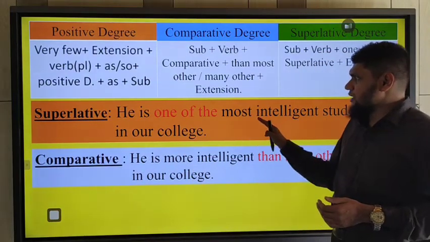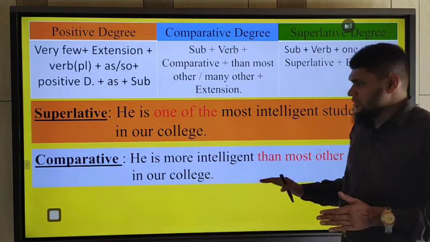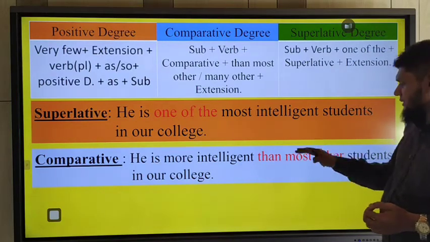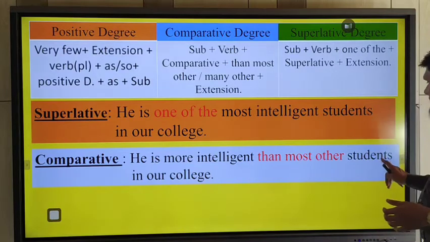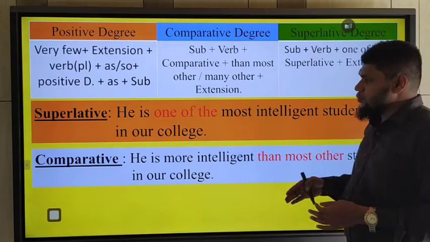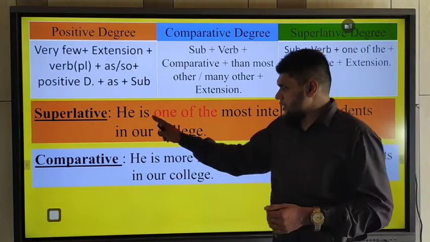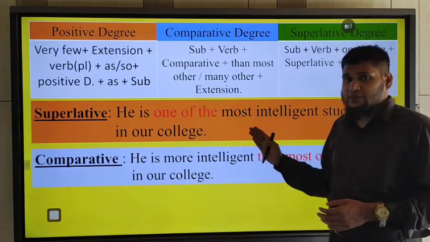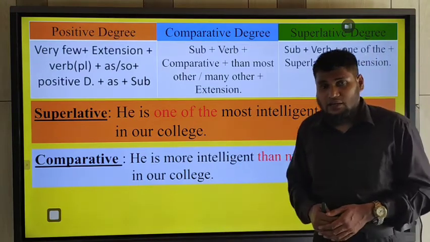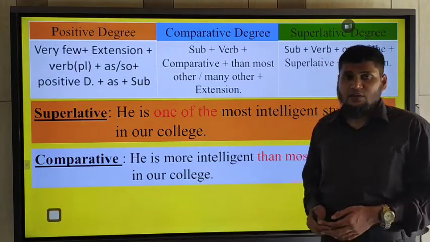Then you should use the comparative degree. Comparative degree. So, more intelligent. More intelligent is the comparative degree, and then you should use "then most other". Then most other, and you should use then the extension. Extension: students in our college. Okay. So if you want to change it from comparative to superlative, that time you should use subject plus verb. Use "one of the" before the superlative degree. Okay, and you should use "then most other" or "many other" after the comparative degree. Okay, like this. These are the differences between comparative and superlative.